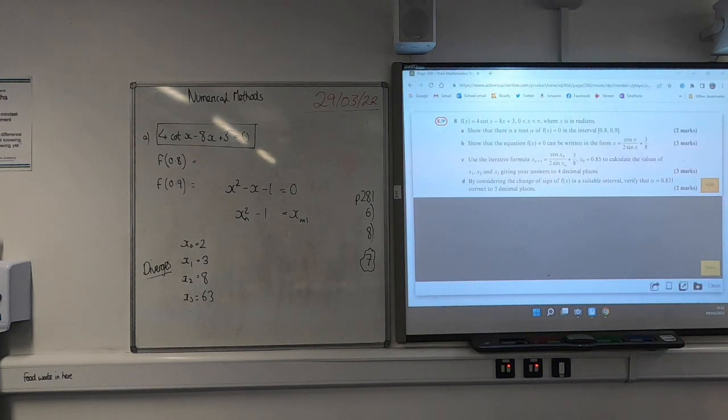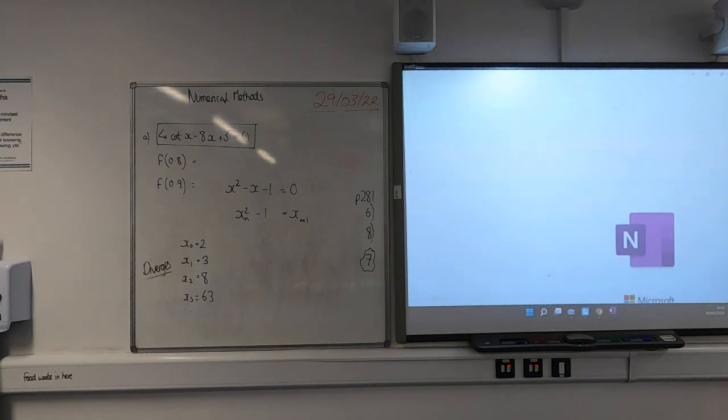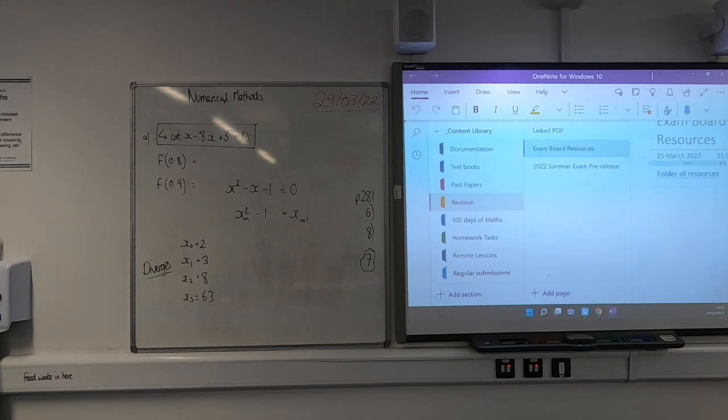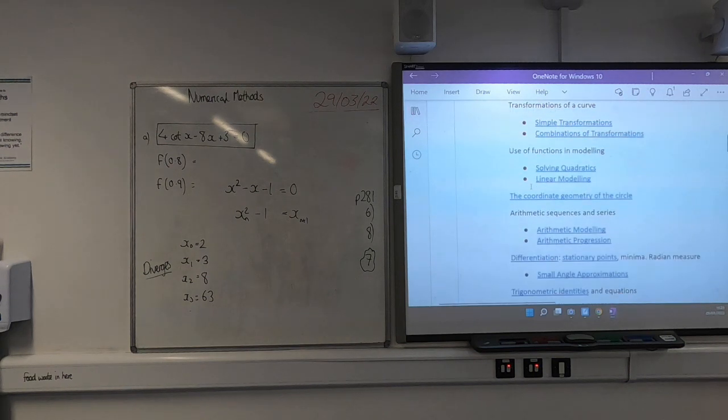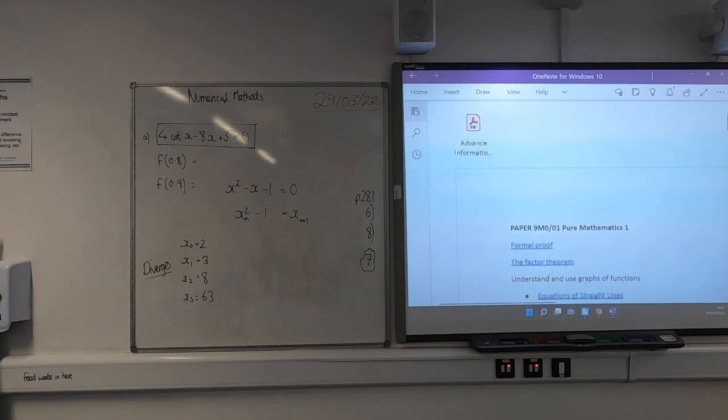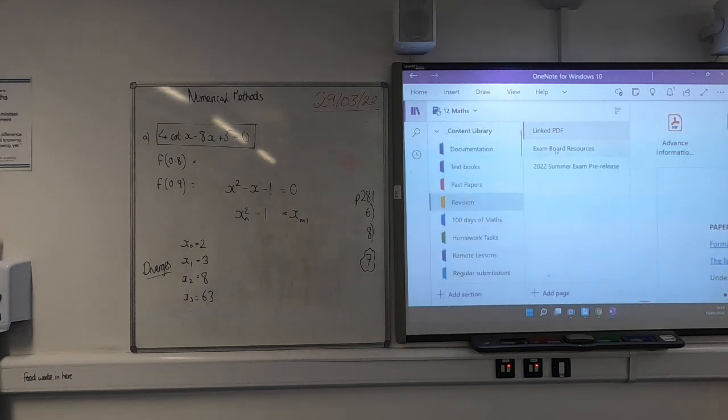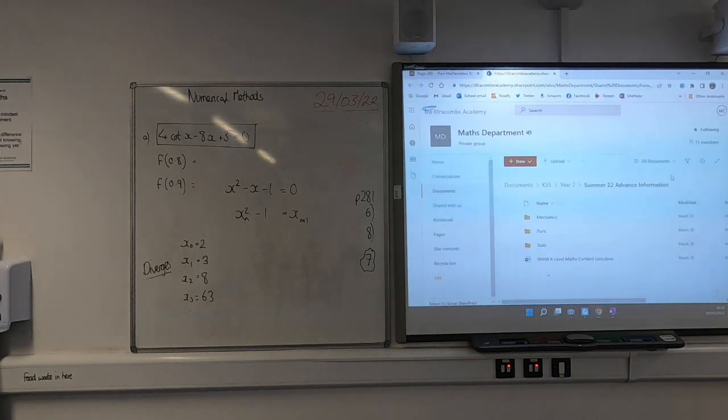I have rearranged OneNote. Oh, that's big. Why is that so big? I've created a little revision section in the content library, and in it I have put the linked PDF, which is the thing with the links to the exam questions, but also the link to the folder with all the example resources.